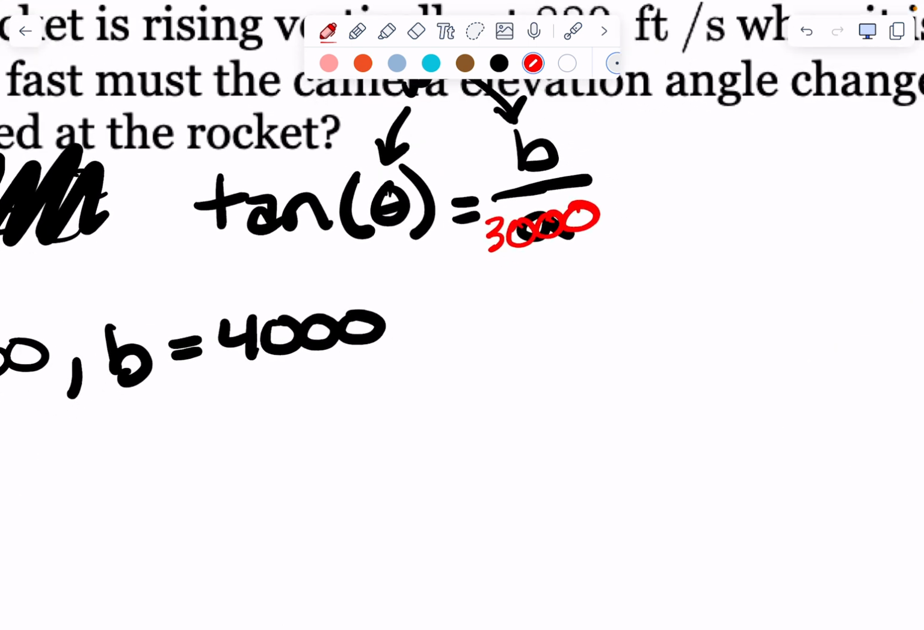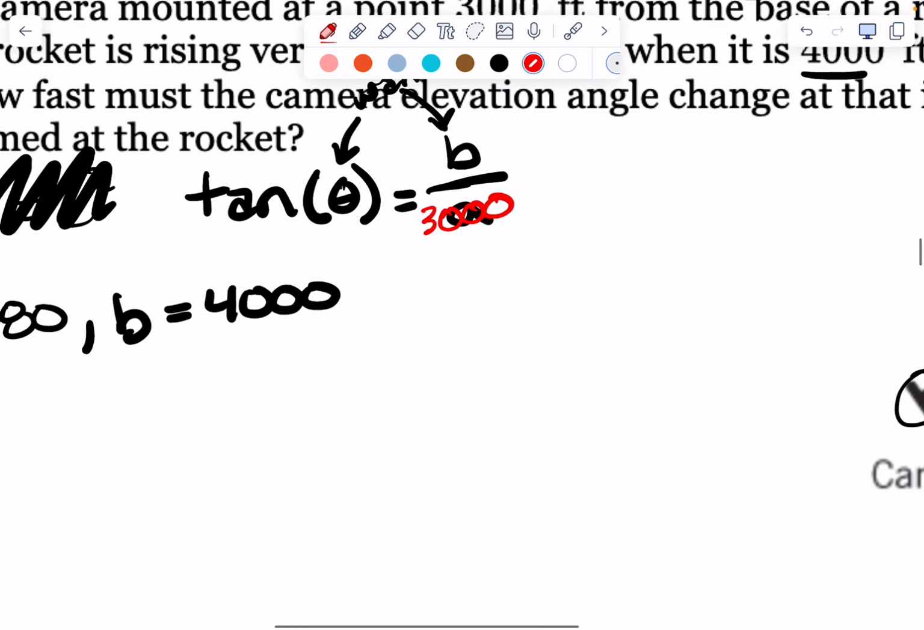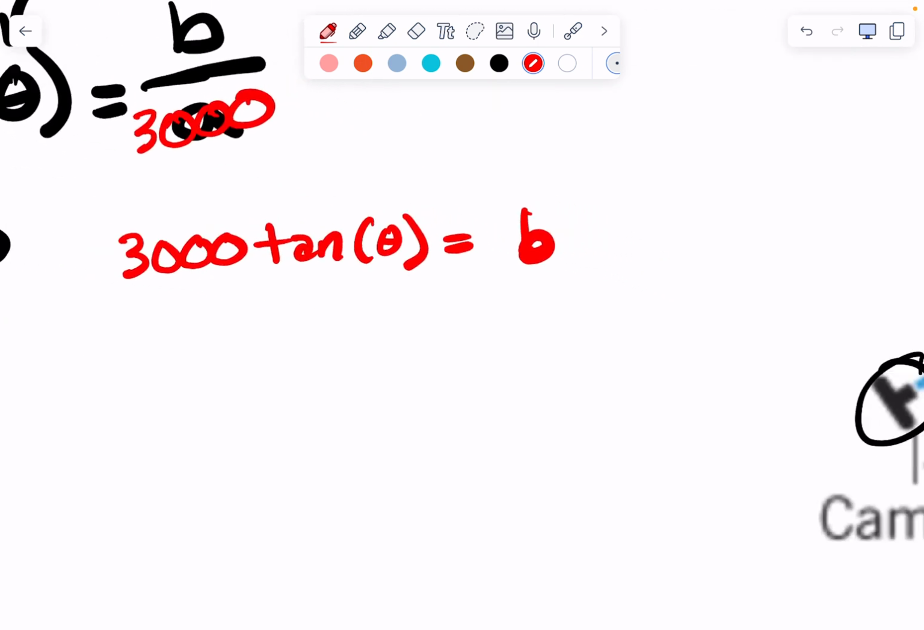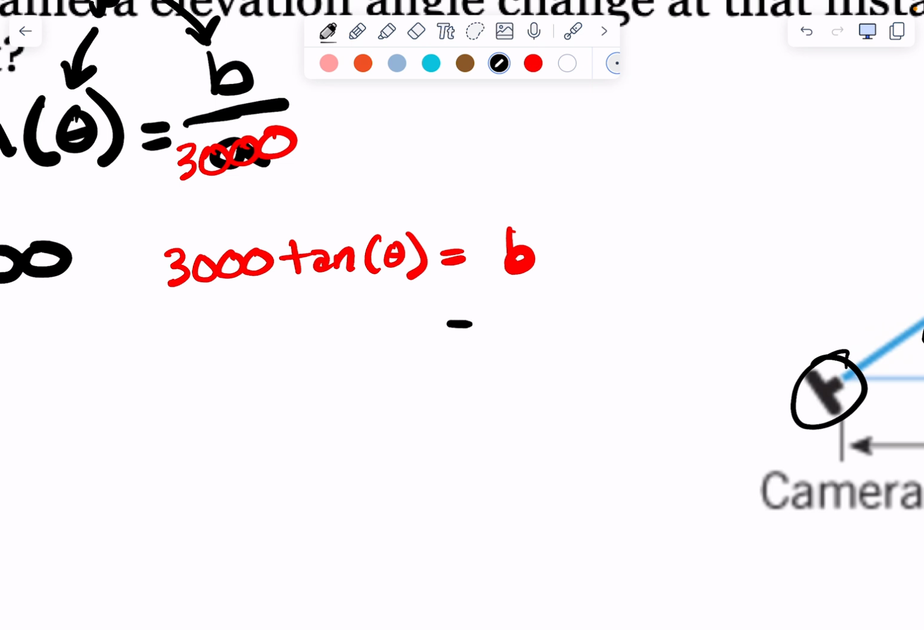Do you want to multiply the 3,000 over to the other side to make it so we don't have a fraction? Sure, let's do it. So we have 3,000 tangent theta equals B. Now we just have to go through and do the derivatives, right? I'm going to start with the right side. What's the derivative of B? 1 dB dt, right? Okay, so there is that.